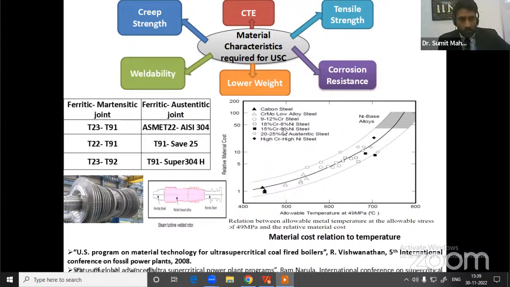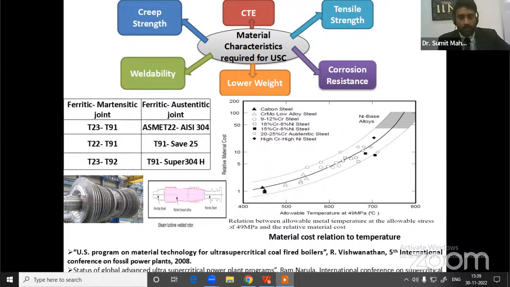Here you can see a turbine rotor. In this turbine rotor, there are different regions marked. This turbine rotor is made up of different components. As you can see, the previous component is made up of ferritic steel, and in the middle part the heat is somehow more. If we use ferritic steel there, it will easily corrode or easily fail. That's why we use nickel material.